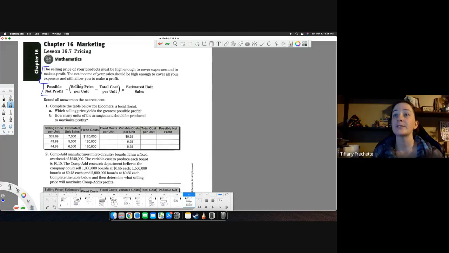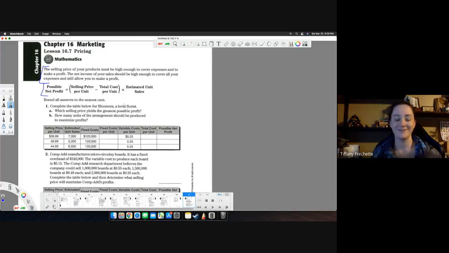And then we have selling price per unit. That's just, what are we selling it for? So we're going to subtract the cost from the selling price. And then we're going to multiply that by how many we estimate to sell so that we know our possible net profits. All right. So let's go ahead and take a look at which selling price yields the greatest possible profit.